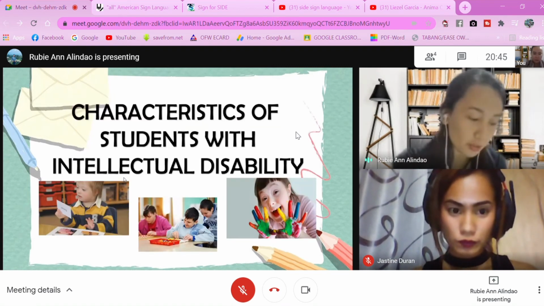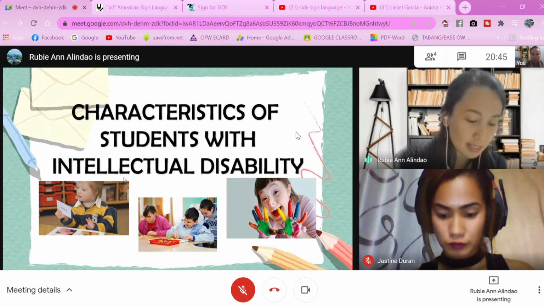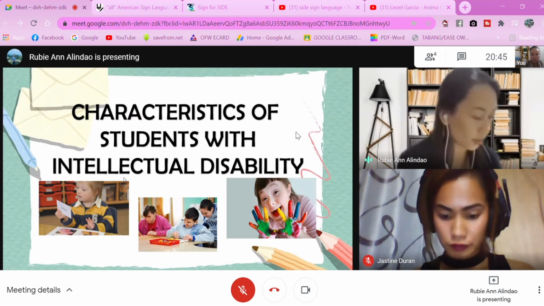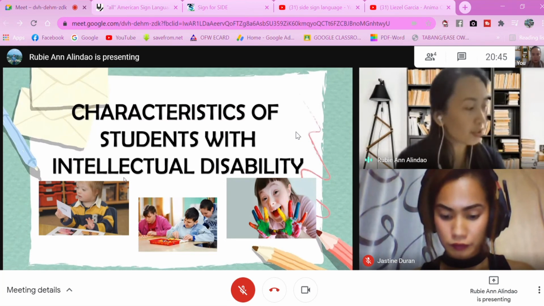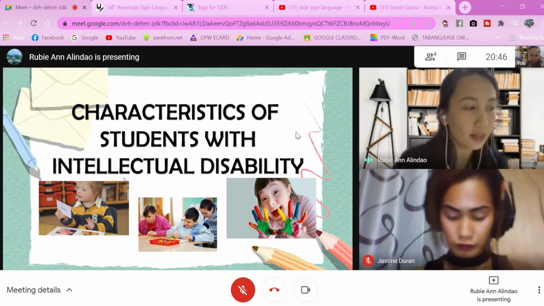Perhaps the most general distinguishing characteristic of students with intellectual disabilities is that they experience difficulties in learning due to deficits in intellectual functioning and adaptive behavior skills. So intellectual functioning involves many abilities, including acquiring new skills or knowledge, knowing how to use the various skills or knowledge in appropriate situations, and learning to use abstract thought and learning.